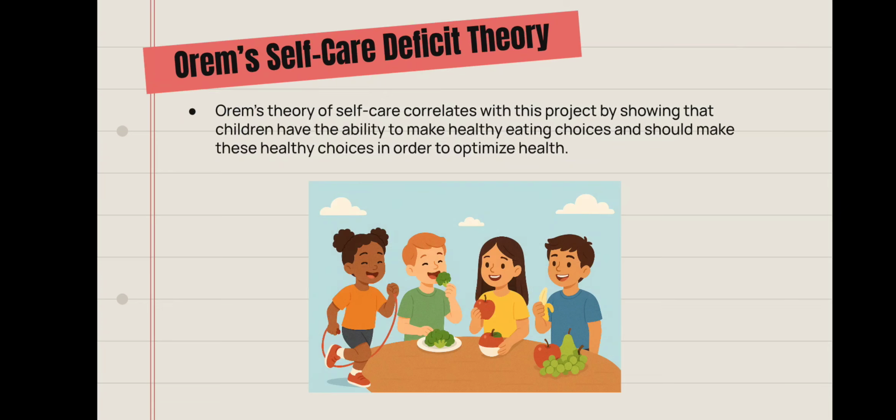This theory aligns with my project's focus by ensuring school-age children are receiving the education needed for them to be able to take care of themselves and make healthy nutritional choices. Children are capable of making good decisions for themselves when they are made aware of risks and benefits when doing so.